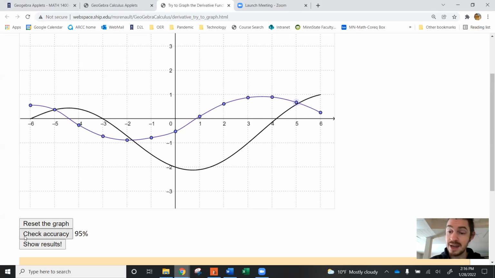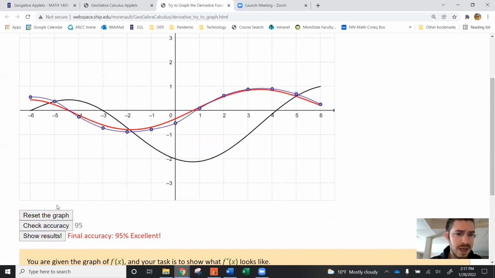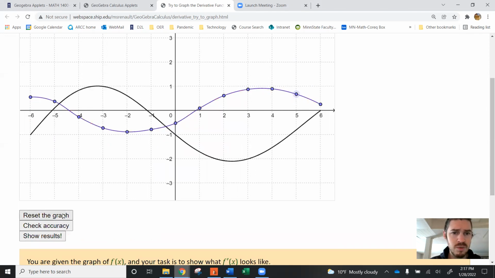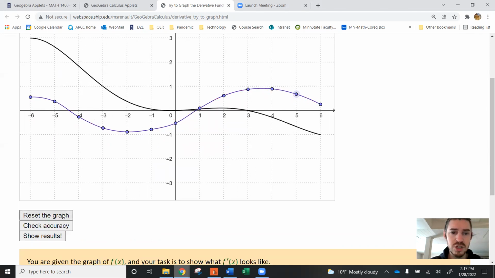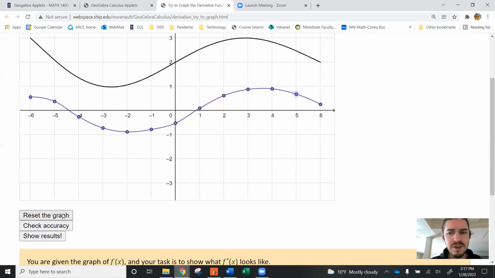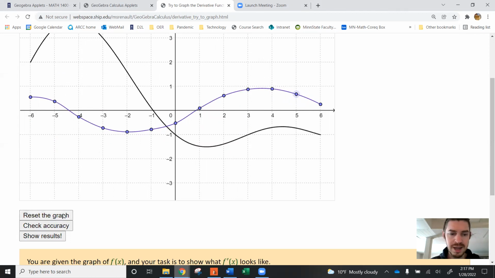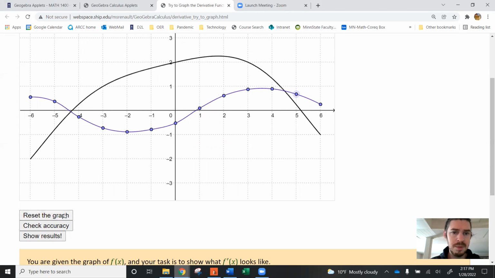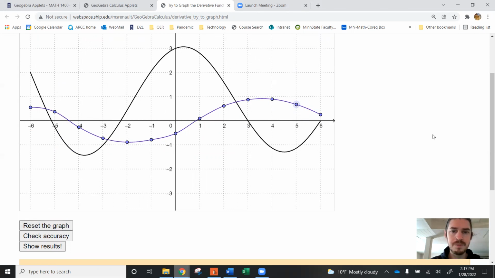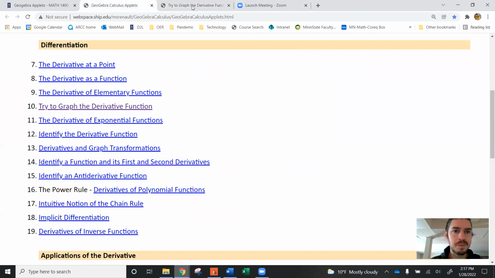If I check accuracy again, now I'm 95% accurate. And if I show the result, you can see the exact curve. So you can use this applet and reset the graph as many times as you want, and it keeps on giving you different functions to try. All of these are smooth functions, so none of them are ever going to have a corner, like I showed in the example. But it at least helps to build your intuition.